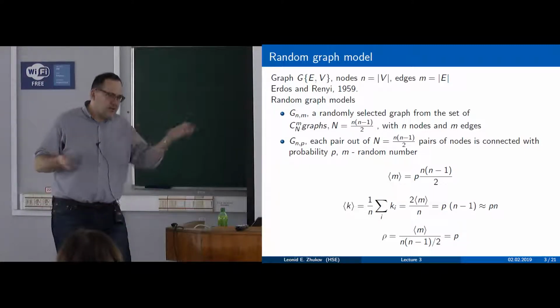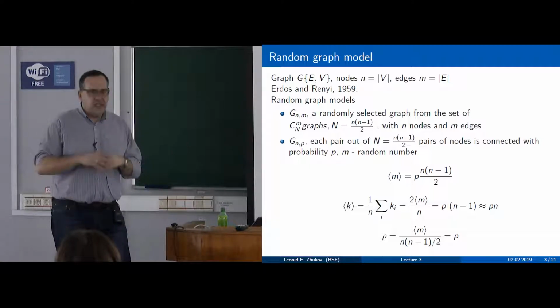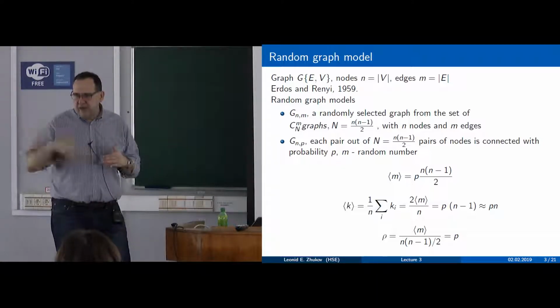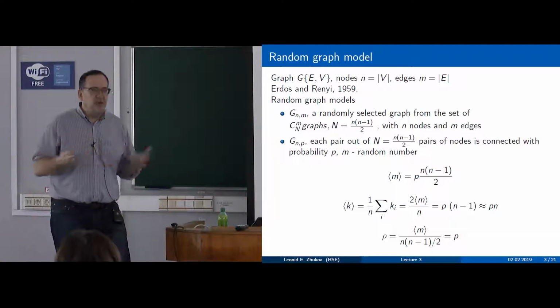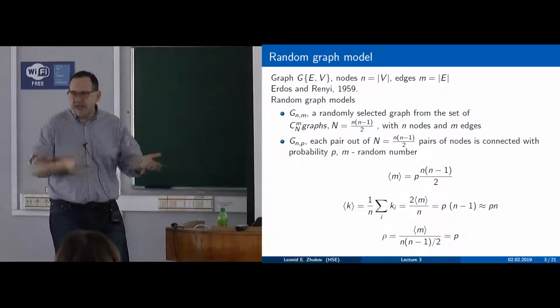And it makes sense, right? If it is 0, nothing is connected. If it's 1, it's completely full, right? And everywhere in between. So p has this meaning of the density of the edges in the graph.